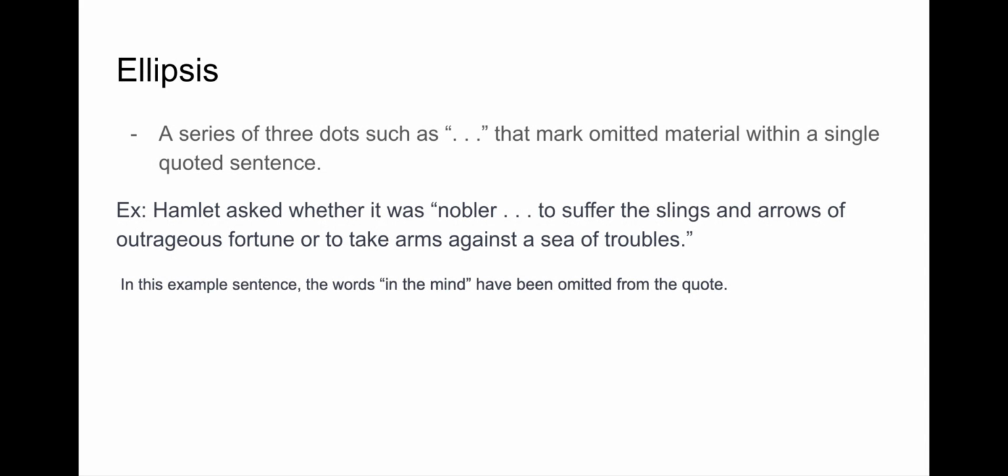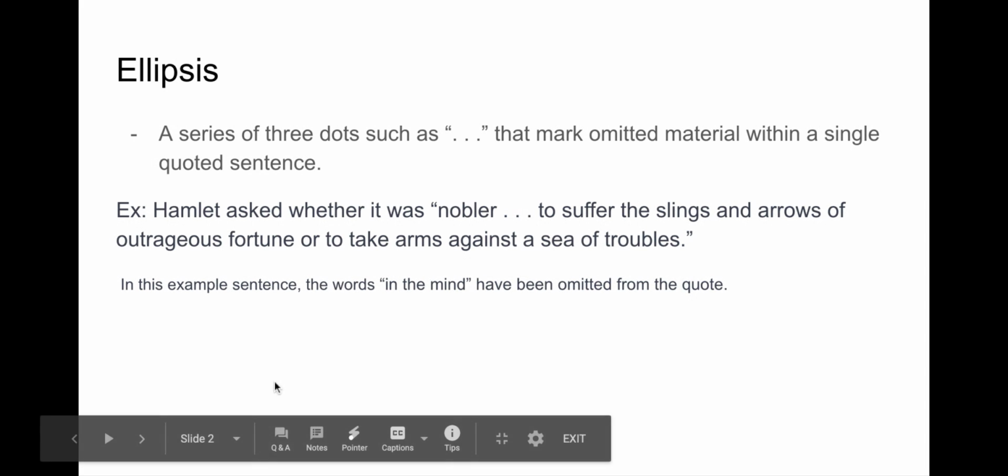So let's go ahead and reread that quote, but put in the mind in there, and we'll see if it changes the meaning or not to have that removed. Nobler in the mind to suffer the slings and arrows of outrageous fortune, or to take arms against the sea of troubles. If you take out the words in the mind, the sentence still makes sense. You're not changing the overall meaning of the sentence, and what it does is shorten down that quote to make it more relevant. In the mind isn't really necessary for you to understand what's going on in this quote. So that's the main use for ellipses.